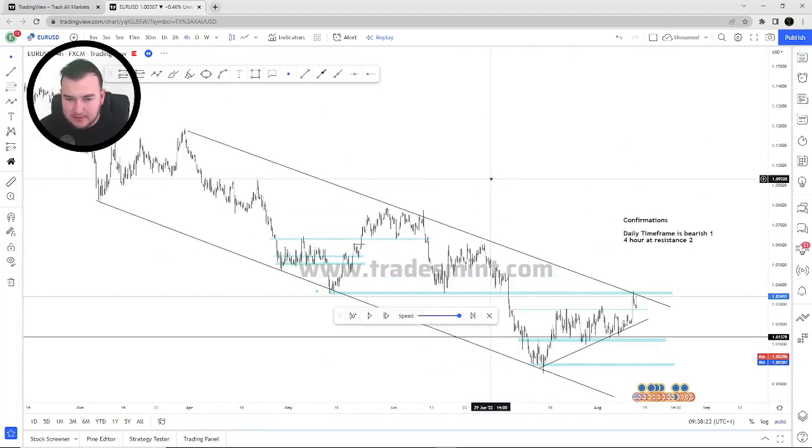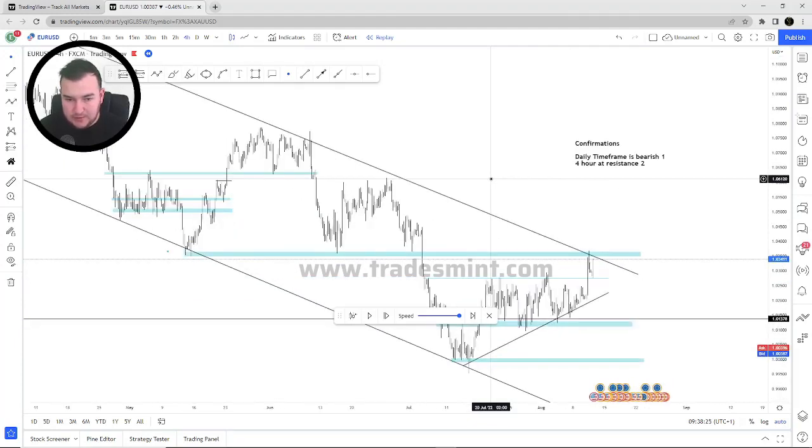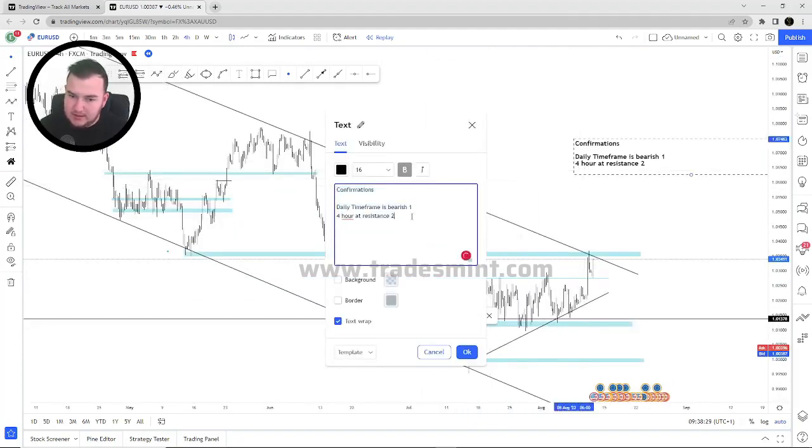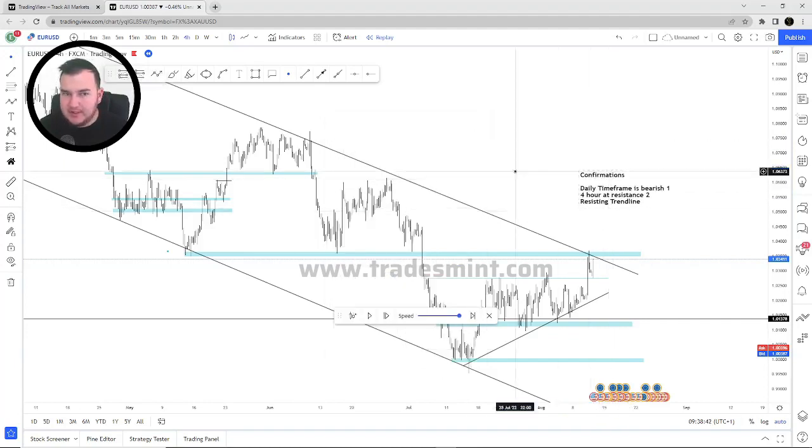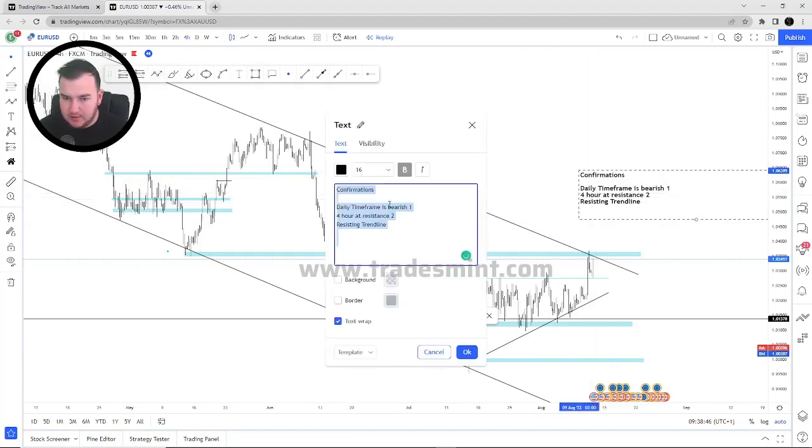Then the other confirmation we have, just on the 3 things that I've taught you alone, is the trend. So the trend is resisting. So we have a resisting trend line. Okay, and this is because we're on such a high time frame. This is very strong. I'm sure if we had to go to a lower time frame, we could probably add another 2 or 3.